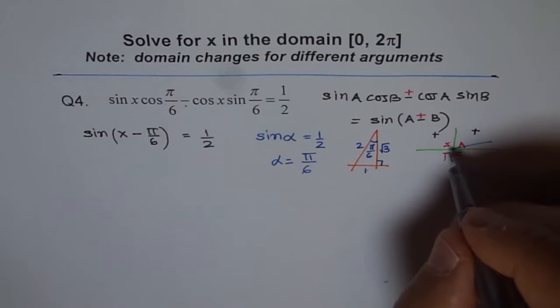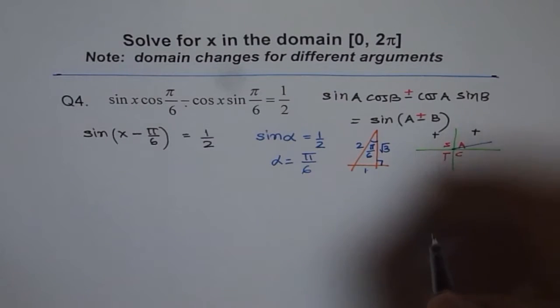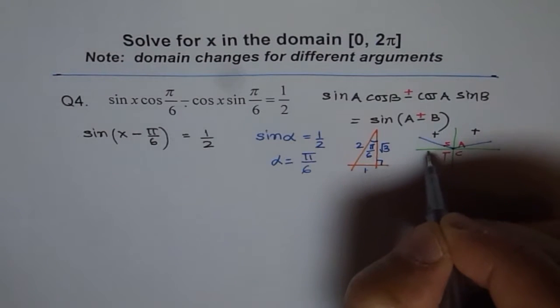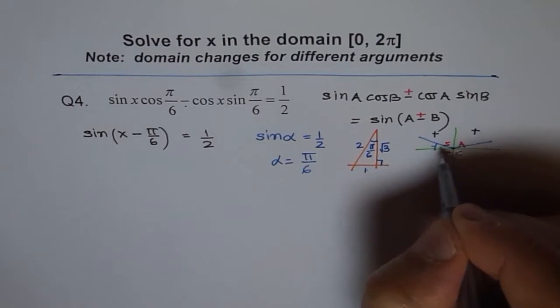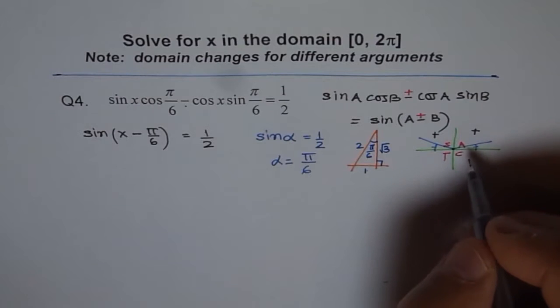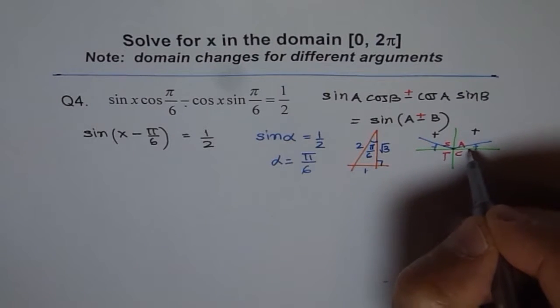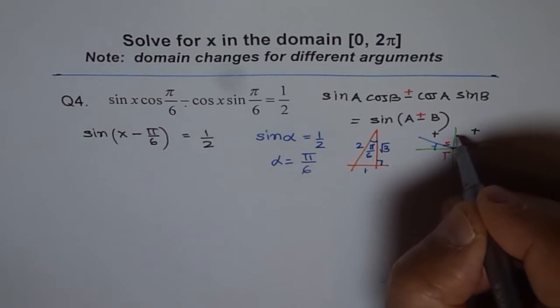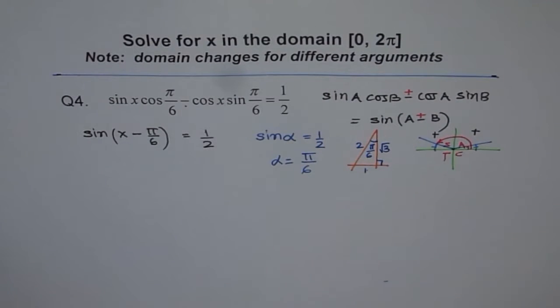Now the other one has to be in quadrant 2, and that too with the acute angle of pi by 6. So that is this angle, correct? So these are the 2 values with pi by 6 which are part of our solution, right? But we need to write all our answers as principal angles. So one is pi by 6, right? And the other one is this much. And how much is that?